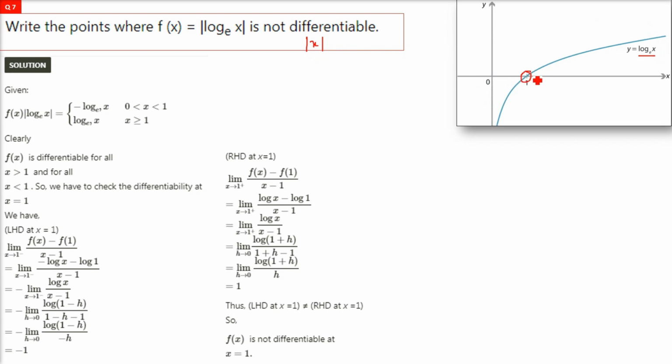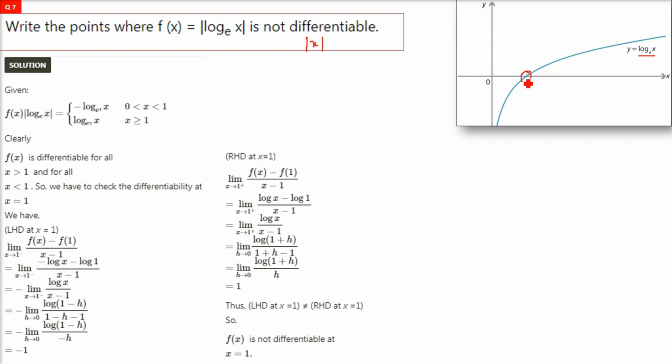Because this graph is crossing the x-axis at 1. So above 1 it is positive and below 1 it is negative. Right? The y value, the y-axis if you take. So when you take this modulus, it will always give you a positive value. Modulus sign means, or that function means, always positive value.